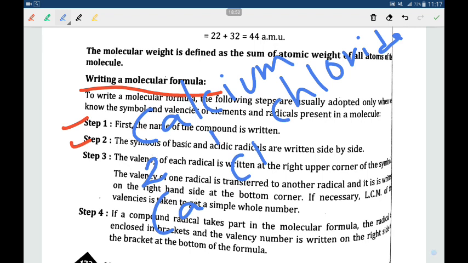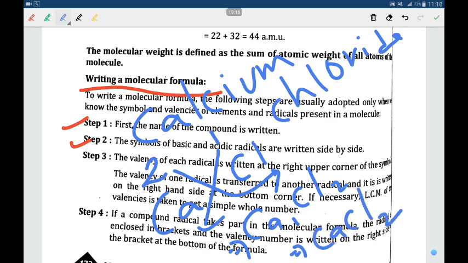See, the radical, then the valency. After the valency, it is written in the opposite way. See here. It is called crisscross. Now what did you get here? Ca1, Cl2. Simply we write here CaCl2. This is the molecular formula of calcium chloride.